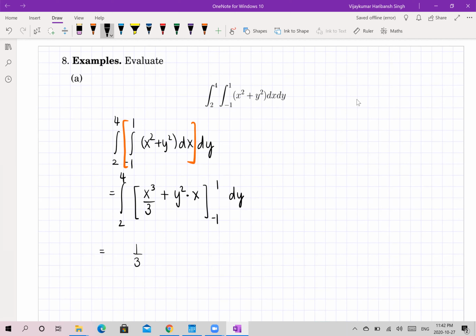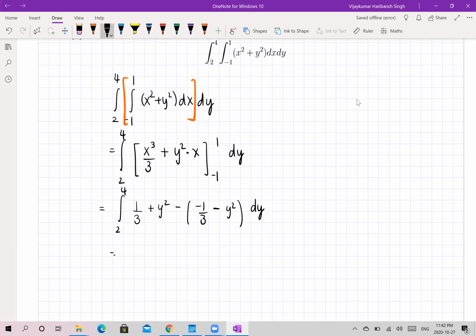so we have 1 by 3 plus y squared, minus of minus 1 by 3 minus y squared, integral from 2 to 4 of dy. So in the end, we get 1 by 3 minus of minus, so 2 by 3, plus y squared minus of minus, plus, so 2 y squared, from 2 to 4.